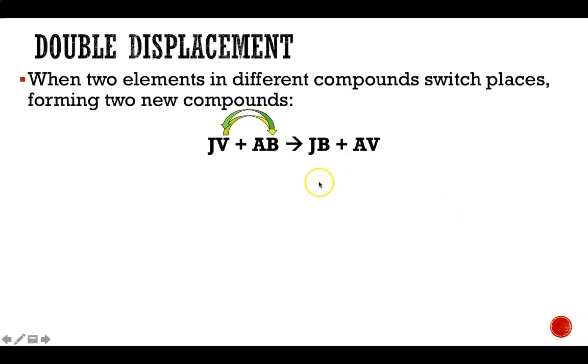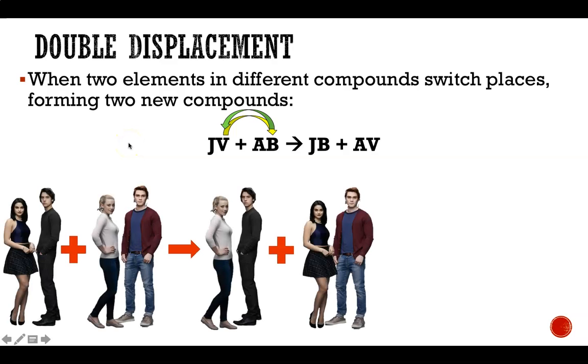Double displacement. This is when we have two elements in different compounds that swap places, and it forms two new compounds. So instead of just one single element coming in and displacing another, we've got two actually switching places. So we're starting with two compounds and we're ending with two compounds, but they're different. We've had at least two elements switch places. So let's take a look.